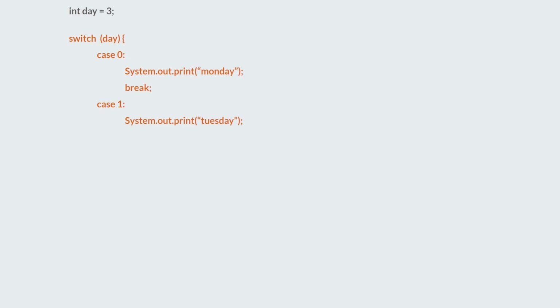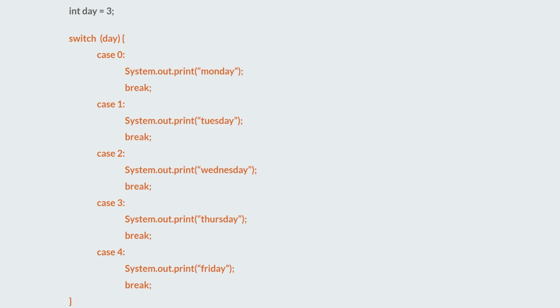Next, we would say case 1 is equal to System.out.print Tuesday, and then break, and then the list goes on till we get to case 4, which is Friday, and then end it with curly braces. This is the same as an if statement, and it might look a bit longer, but it is much simpler to type, and it's much less repetitive. In this case, since day is 3, we're going to end up printing out Thursday.